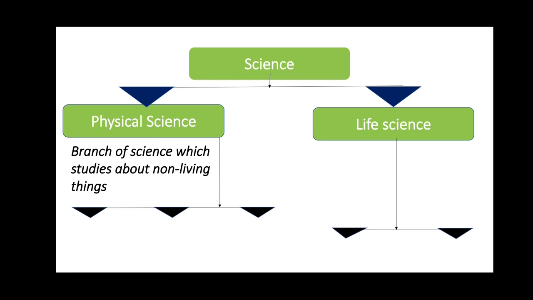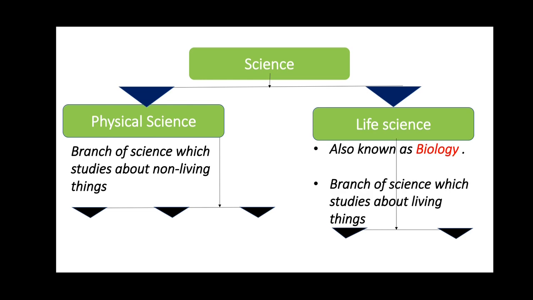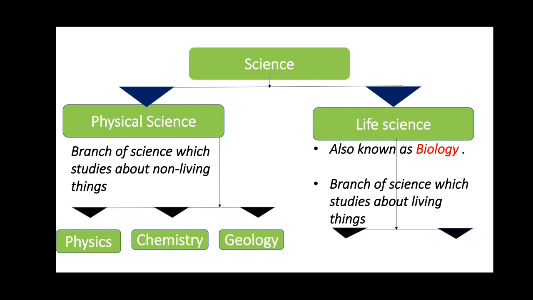So what will be life science? Yes, life science is the branch of science which studies living things. And the other name of life science is biology. Physical science can again be classified into three branches. They are physics, chemistry, and geology. Likewise, life science can be classified into two. They are botany and zoology.